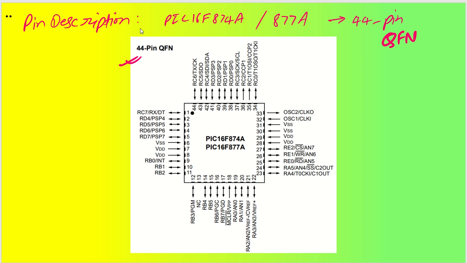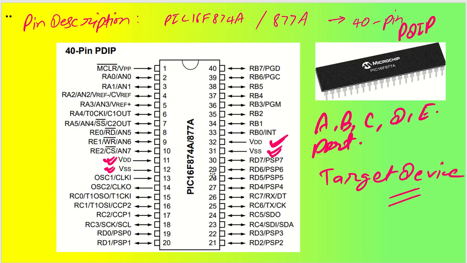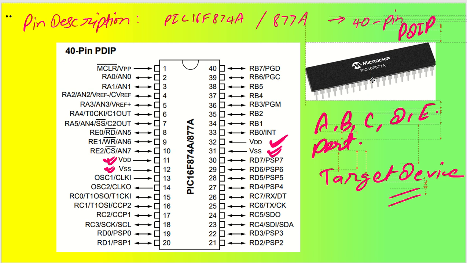The 44 pin package has a QFN package, where the pins are inside the package. My target device would be this one, which we are going to discuss right now, because it is very popular from a student perspective as well as a sturdy device. It will be very strong also, so handling is very easy. It has ports A, B, C, D, E, and this is the target device that we are going to discuss.